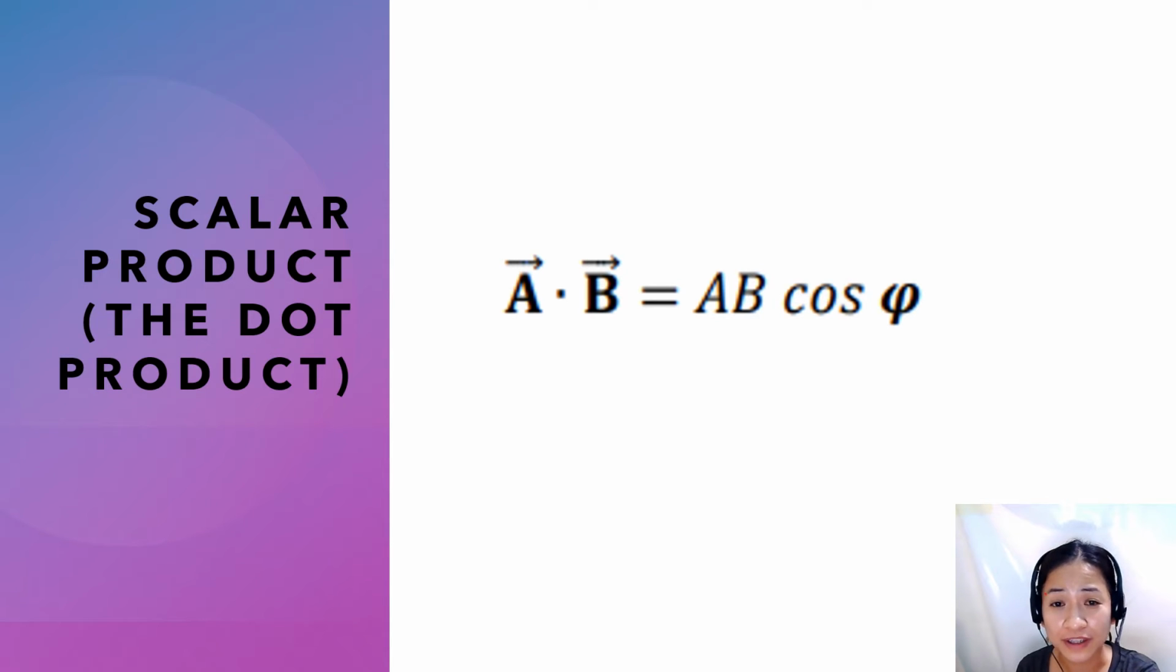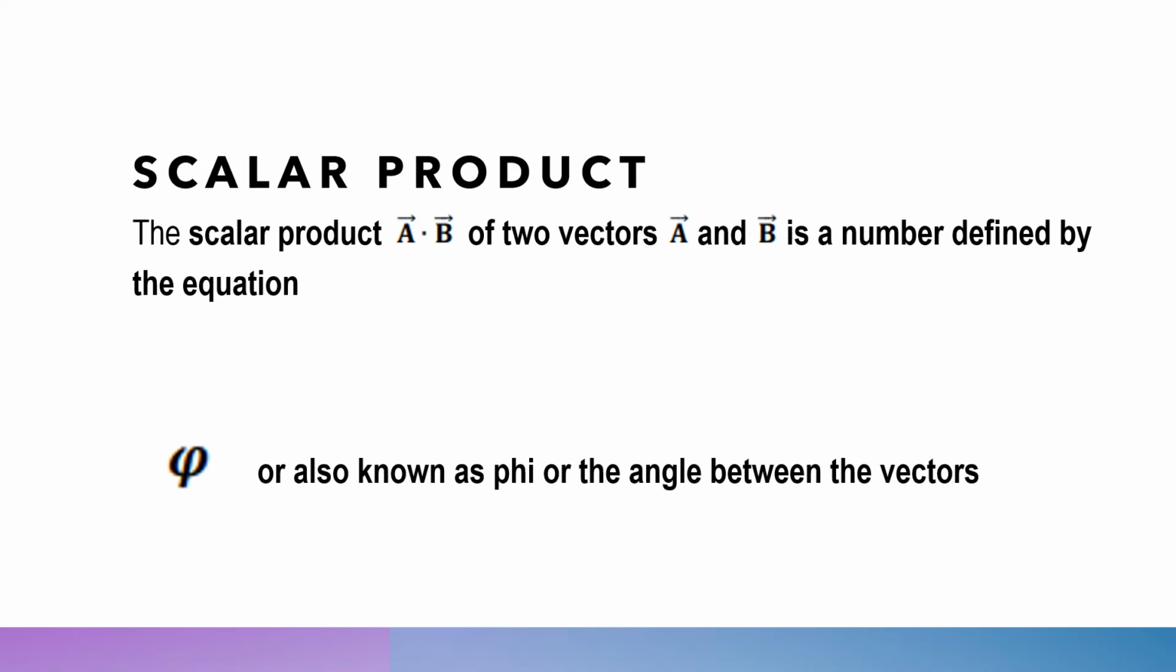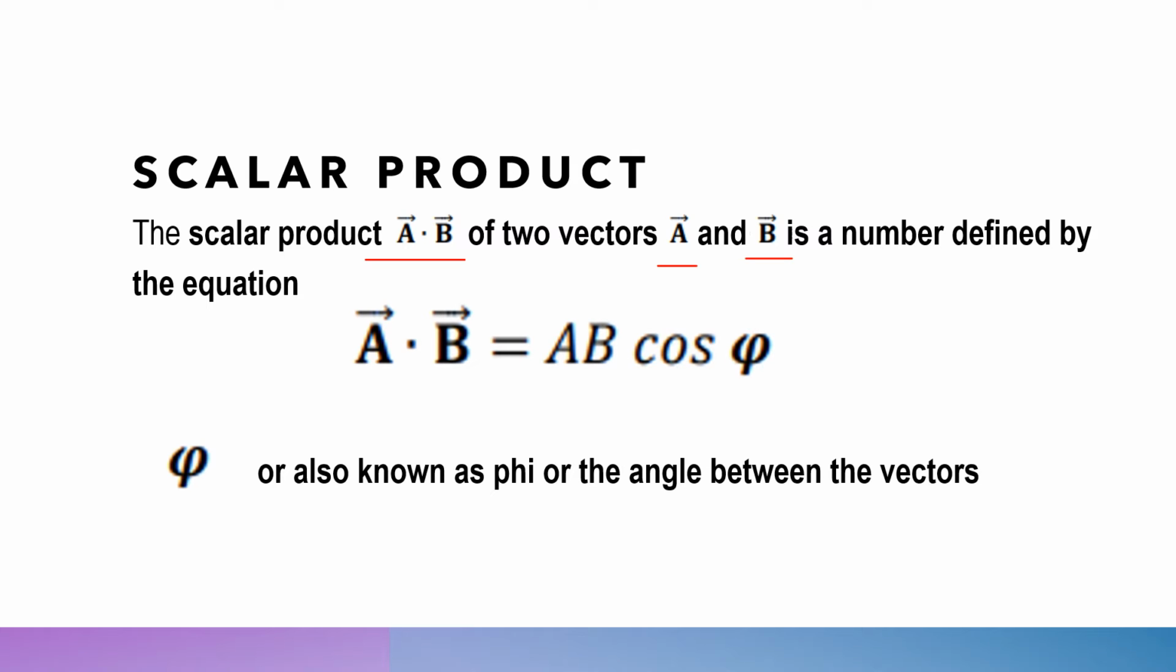Now, the scalar product is also known as the dot product since we will be using the dot symbol, which denotes multiplication. The scalar product of two vectors A and B is a number defined by the equation A dot B is equal to AB cosine phi. Remember, phi is also known as the angle between the vectors.